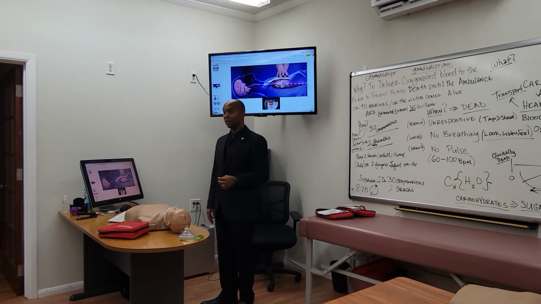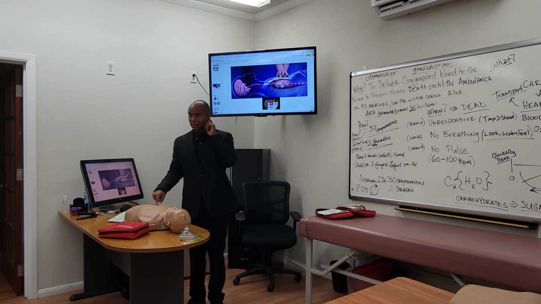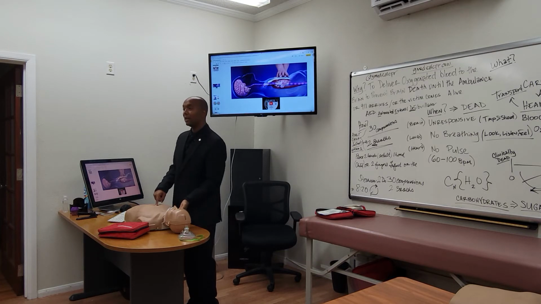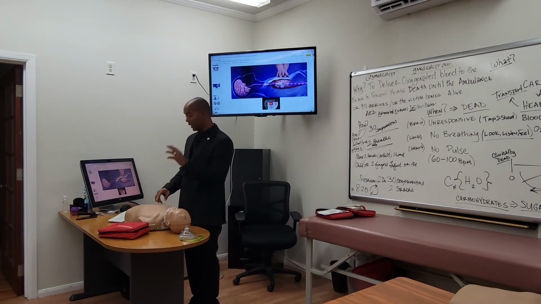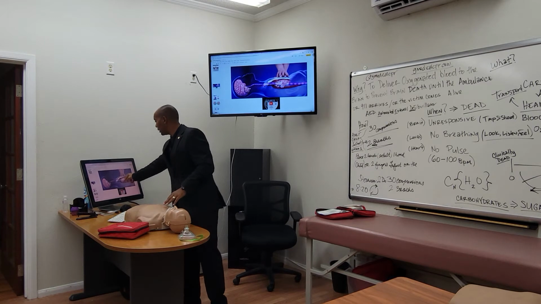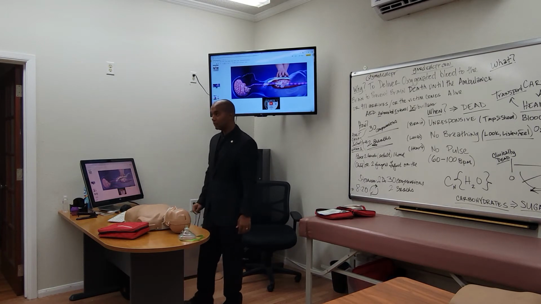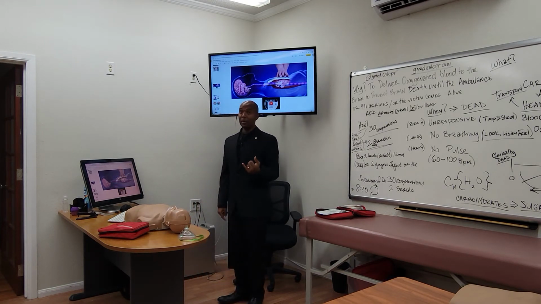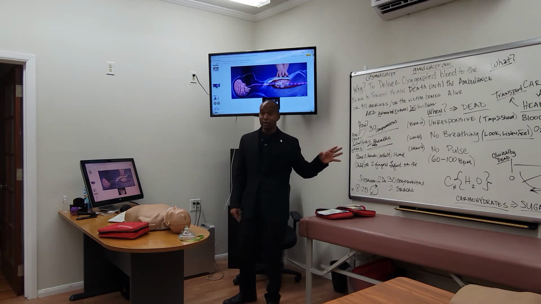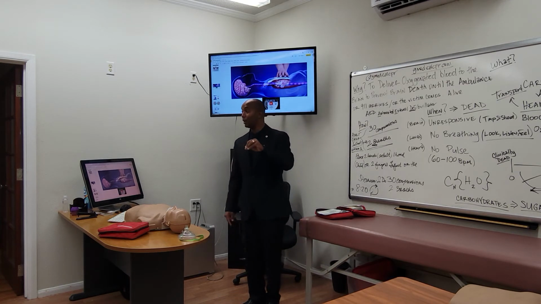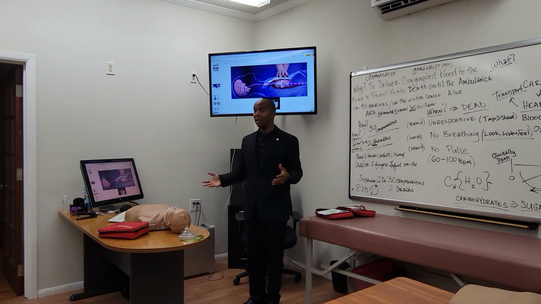Look, listen, and feel. What am I looking at? Rise and fall of the chest. What am I listening and feeling for? Breathing, right? And what am I feeling on the neck for? Pulse, heartbeat. That's showing the beat of blood going to the brain. If you don't have a heartbeat, can your brain work? No. Blood is bringing oxygen to your brain. If you don't have that, you're dead.